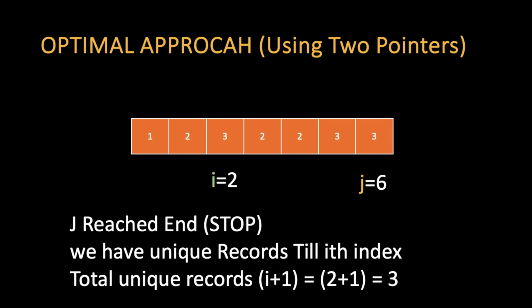Then we have all the unique records till the ith index. You can see at 0th index we have 1, at first index we have 2, at second index we have 3. So till I is equal to 2 we have all the unique records. But if we want to give how many records are there, then we will do I plus 1, because indexing we are starting from 0th index. So 2 plus 1, that is 3. So in total 3 unique elements are there in this array.